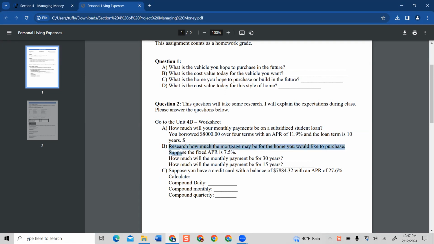Now, the next question. You're going to research how much the mortgage would be for the home you would like to purchase. Suppose it has a fixed interest rate. Let's see how much your payments would be for 30 years versus 15 years. And then our next one, suppose you have a credit card with a balance of this amount and interest of that amount, and it compounds daily, monthly, and quarterly. Figure out how much you have to pay.